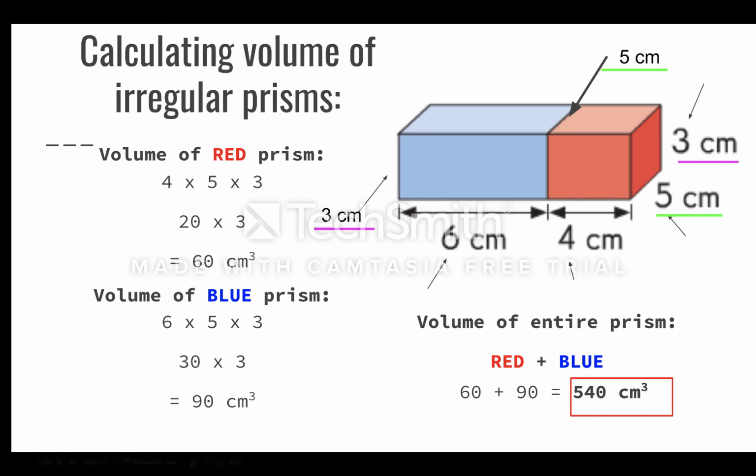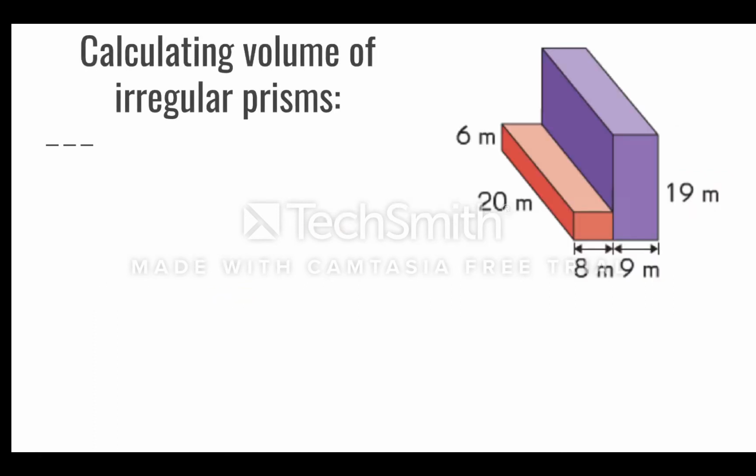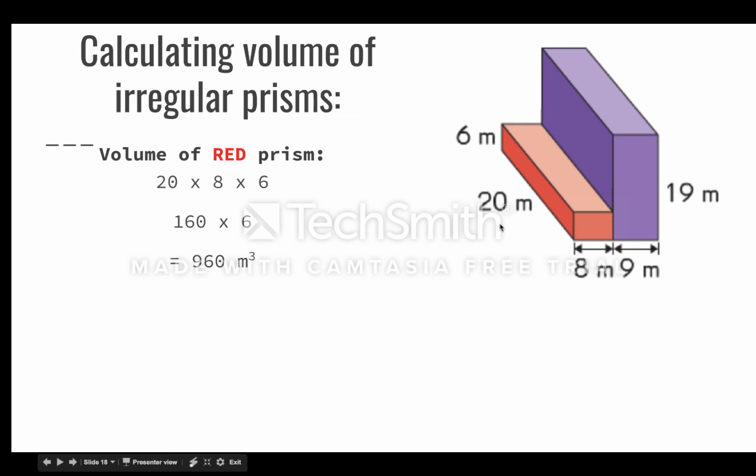Let's take a look at one more. Again, I'd like you to pause the video and try to find the volume of this irregular prism. Okay, if you did it correctly, we have the volume of the red prism, which is the one that's easier to find because all three dimensions are already there. So we have 20 times 8, that's your length and your width, times 6, which is going to be your height. So 20 times 8 is 160, and 160 times 6 is 960 meters cubed.